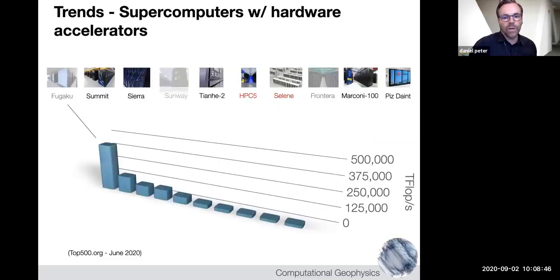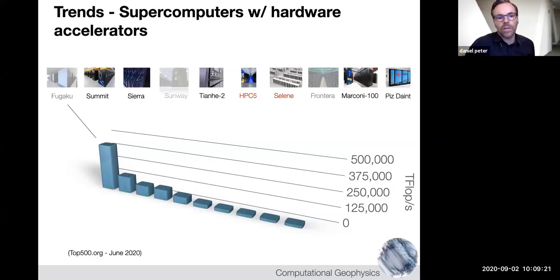And this is the top 500 at the moment. So the fastest machine, the fastest 10 machines, determined in June. So you see Fugaku is the #1 machine with this almost 500 petaflop. The ones I highlighted here are the ones which use GPUs or hardware accelerators.